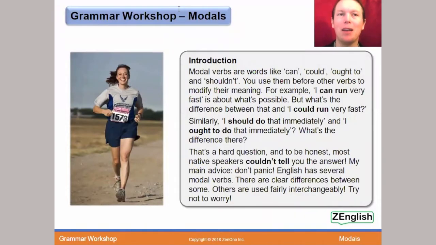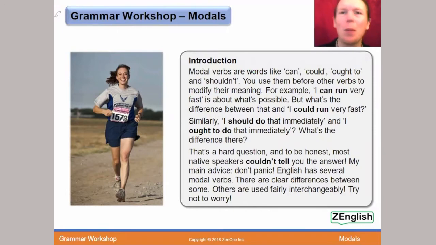Hello, I'm Ben and I'm going to talk you through this grammar workshop all about modal verbs. So first of all, what is a modal verb? It's just a verb you put before another verb to modify it, to have an effect on what it means. So if your verb was eat, I can eat, I could eat, I ought to eat, I shouldn't eat. They all have different meanings. The modal verb can, could, ought to, shouldn't.